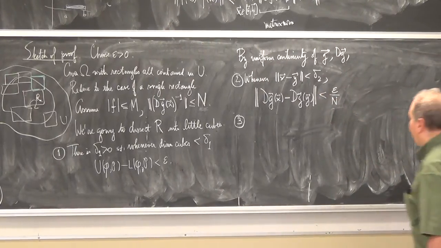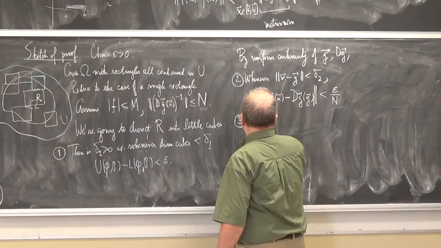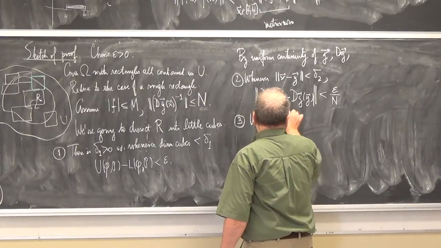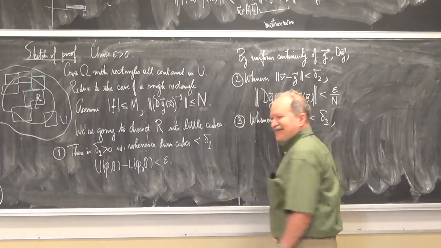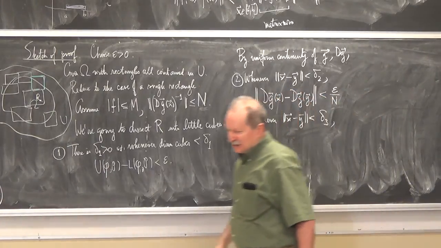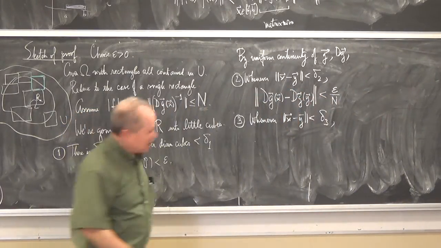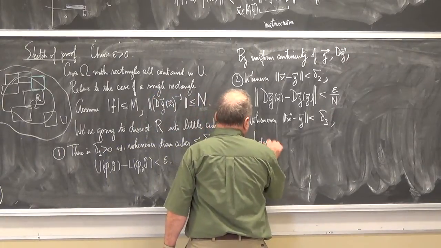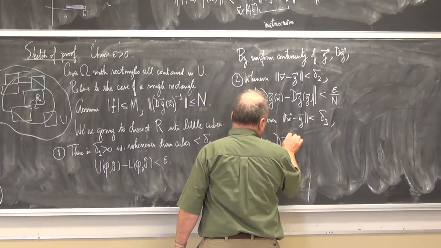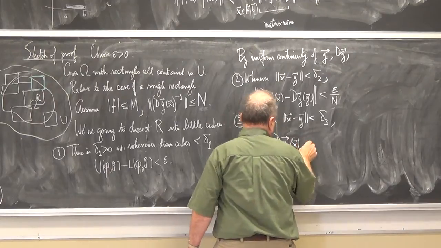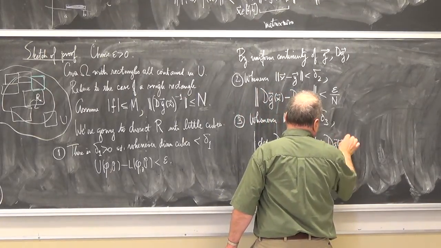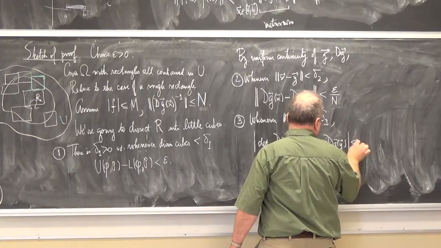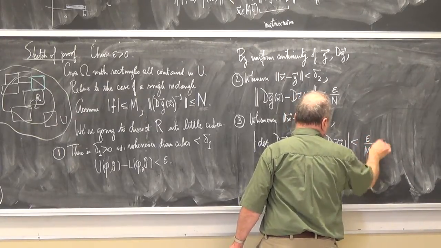Good. All right, now there's another crazy one. Whenever x minus y is less than delta 3, I'm going to have that the determinant of dg at x minus the determinant of dg at y is less than epsilon over m.